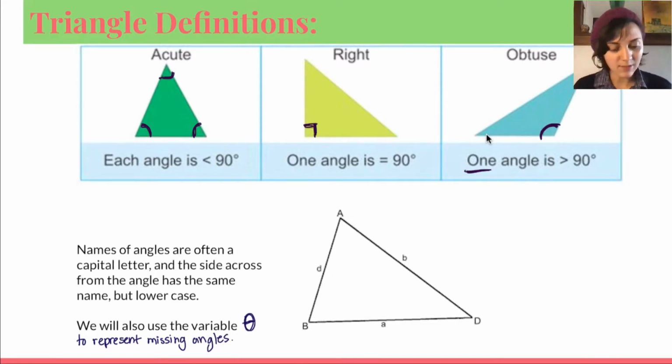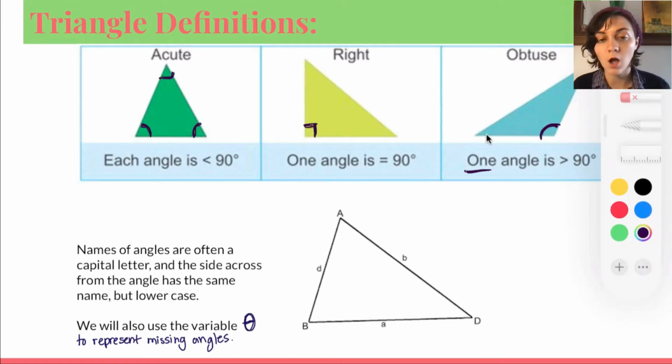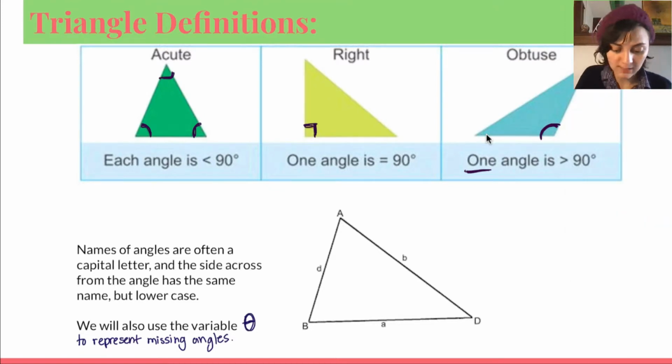And then the notes at the bottom note that the names of angles are often a capital letter, and the side across from the angle has the same name but lowercase. So this is often the naming convention. For instance, here's angle A, a capital letter, and then the side across from it is side a with a lowercase letter. We can look at angle B. It has an uppercase letter, and then the side across from it is lowercase b. And the same is true for angle D and side d.